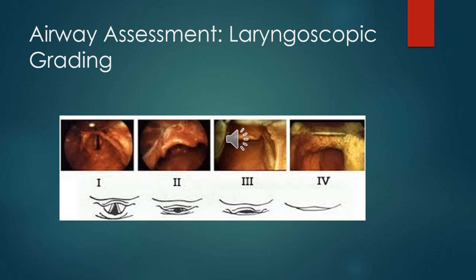So a class 1 is that you're able to see the entire laryngeal aperture. A class 2 is you're able to only see the posterior portion of the laryngeal aperture. Class 3 is that you're really only able to see the epiglottis and maybe the very inferior portion of the arytenoids. And then class 4 is that you can only see the soft palate and can't visualize any portion of the epiglottis.